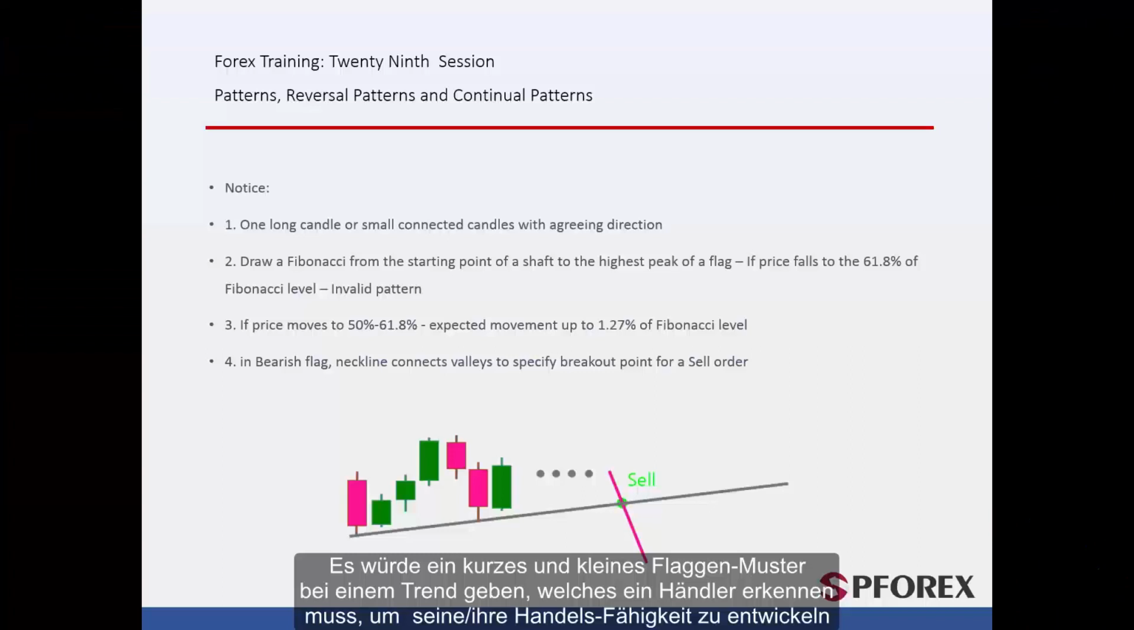There would be short and small flag patterns on a trend that a trader must detect to develop his or her trading ability.